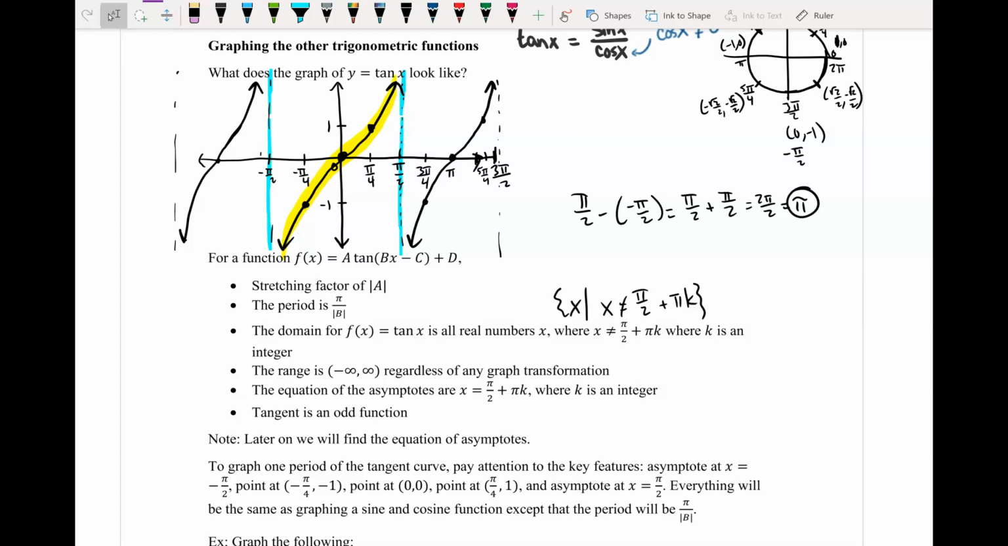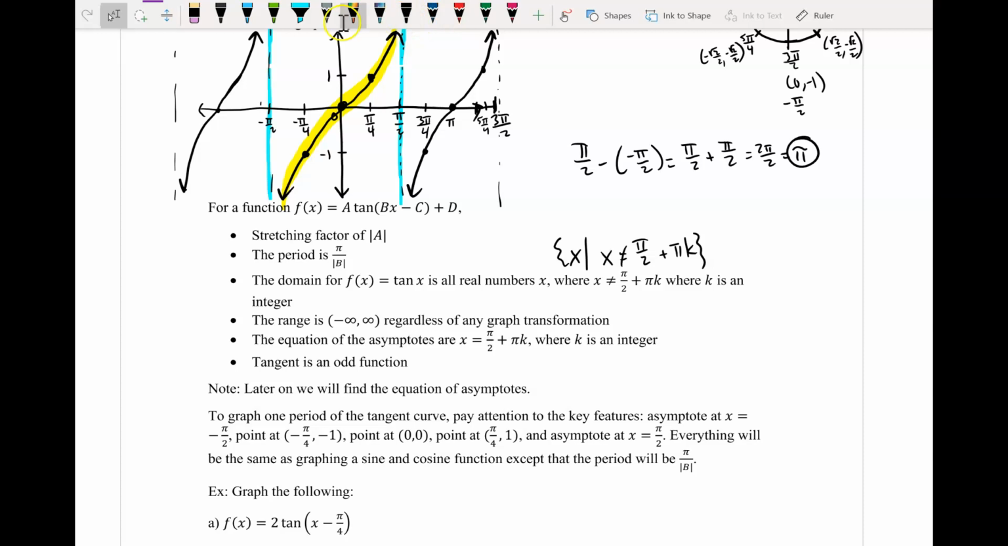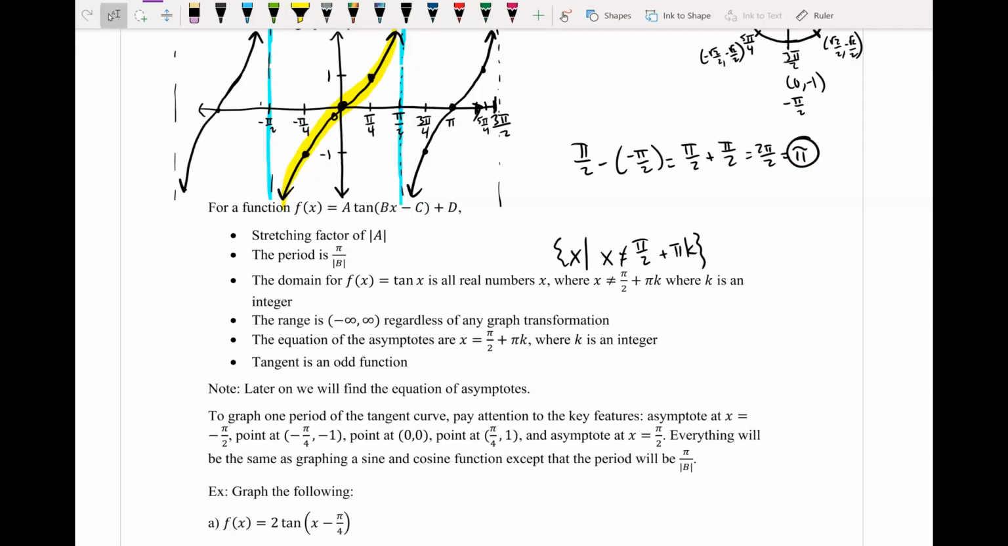Now, how do we graph them? One of the things you have to pay attention to is some of the key features of the tangent curve. Notice there's a reason why I highlighted all the things in blue and the things in yellow. These are going to be the key features. Asymptote at negative pi over 2. Point at negative pi over 4, negative 1, which is that lowest one. Point at 0, 0, which is right at the origin. Point at pi over 4, 1. And then asymptote at x equals pi over 2. These are the key features that you need to take a look at.